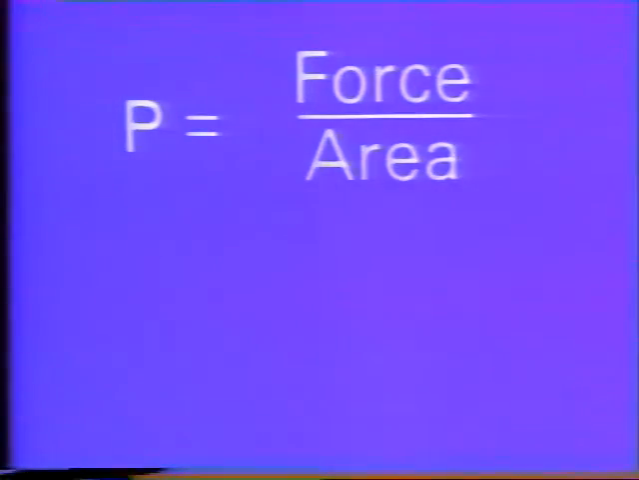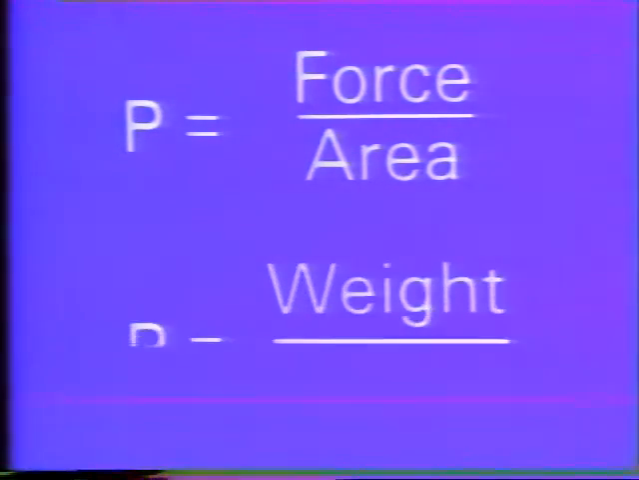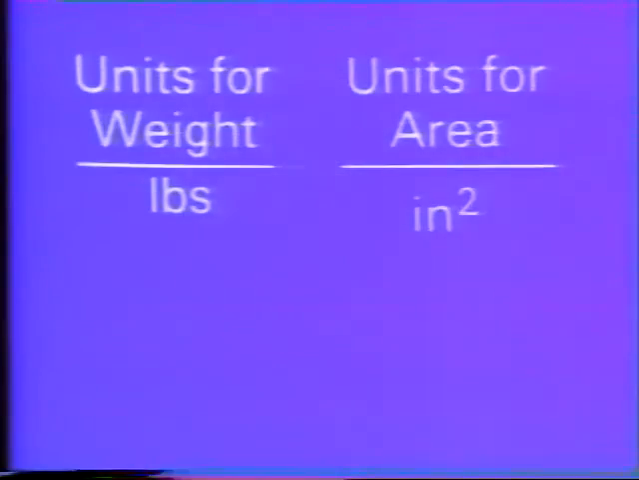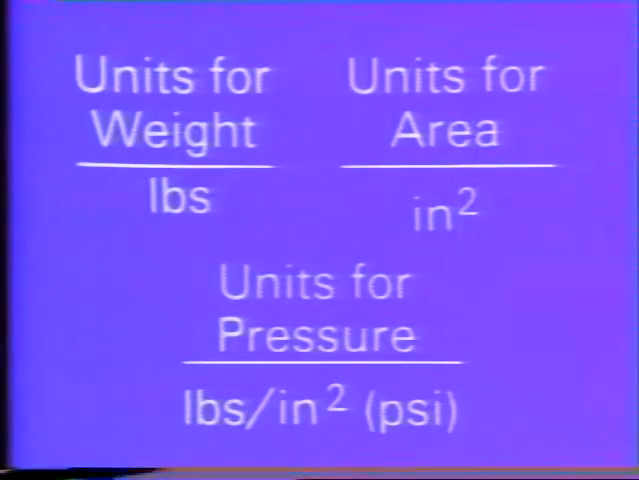Pressure is defined as force per unit area. The equation for calculating pressure is pressure is equal to force divided by area. Now, the force in question is in many cases weight. So we can also write the pressure equation as pressure is equal to weight divided by area. As you know, weight can be measured in pounds, and area is commonly measured in square inches, so the units we'll use for pressure are pounds per square inch, which is written PSI.